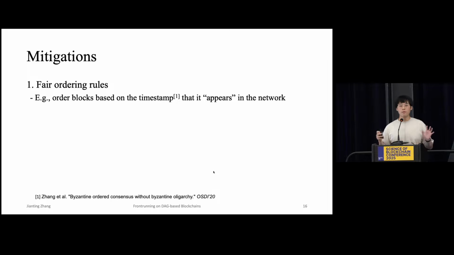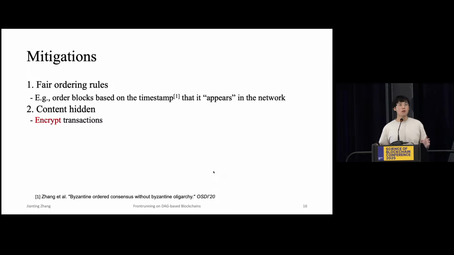We also think about some mitigations. The first mitigation is to replace the original block ordering rule with a so-called fair ordering rule. For example, we can order the blocks in the DAG-based mempool based on their timestamps, which will be relatively fair. However, there are some issues, but here we will not talk about them.